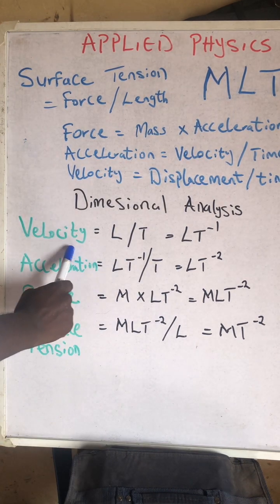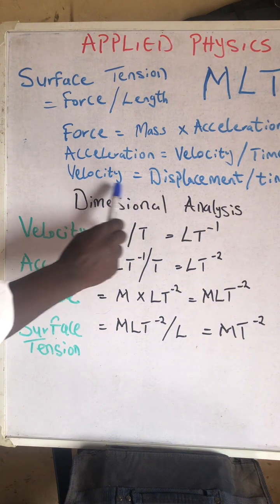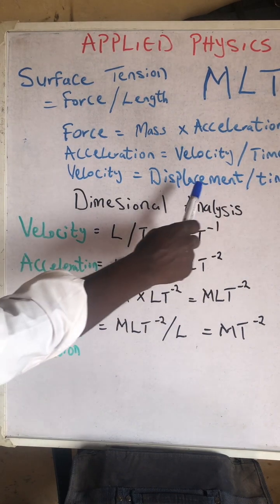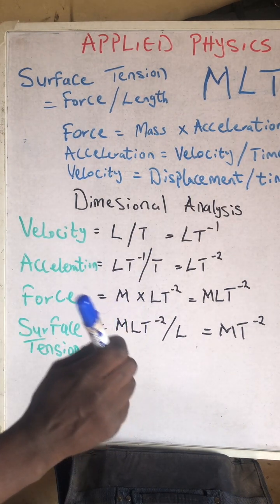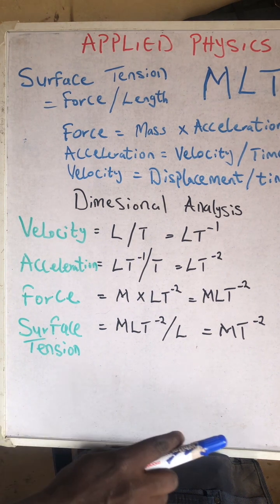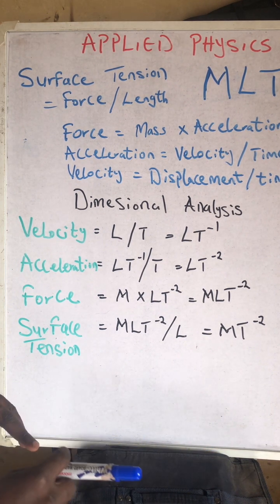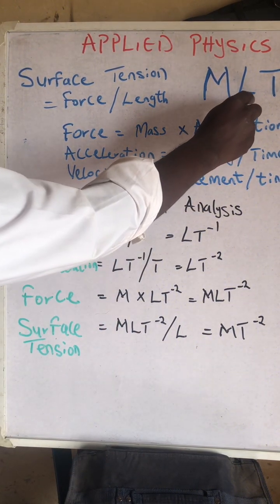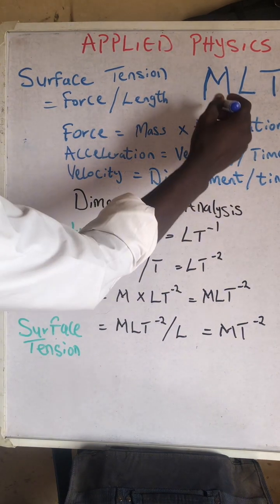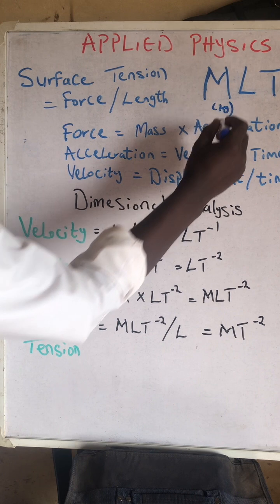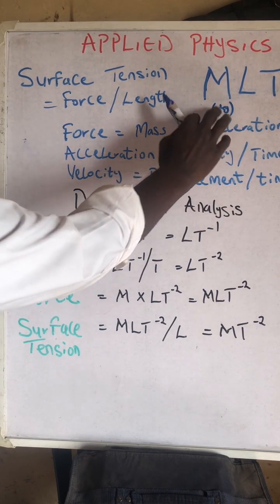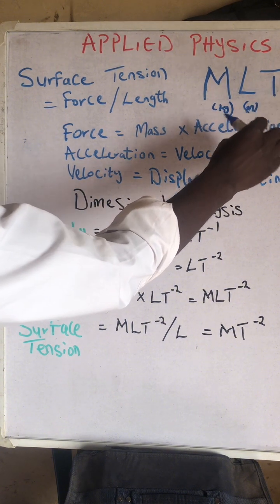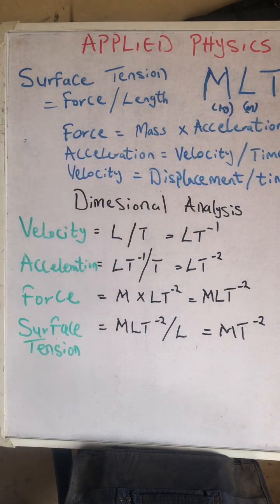So now, first of all, velocity. Velocity, as we are seeing here, is displacement over time. Displacement is measured in meter, just like distance, so it will be represented as L. M here represents mass, which is measured in kilograms. So anything that is measured in kilogram is represented as M. Any quantity that is measured in meter will be represented as L.